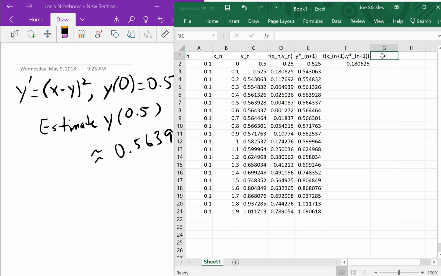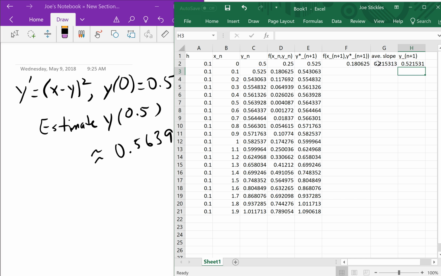All right, so now we have these two slopes. So I'm going to make a column for average slope, which will just be the two slopes, D2 plus F2, whoops, forgot to hit the plus sign, D2 plus F2, and divided by 2. That'll be our average slope. This is now what we're going to use for the change from our old y value to the new one. So our new y sub n plus 1 will be equal to old y, which is in C2, plus step, again 0.1, times our average slope, which is what we have there.